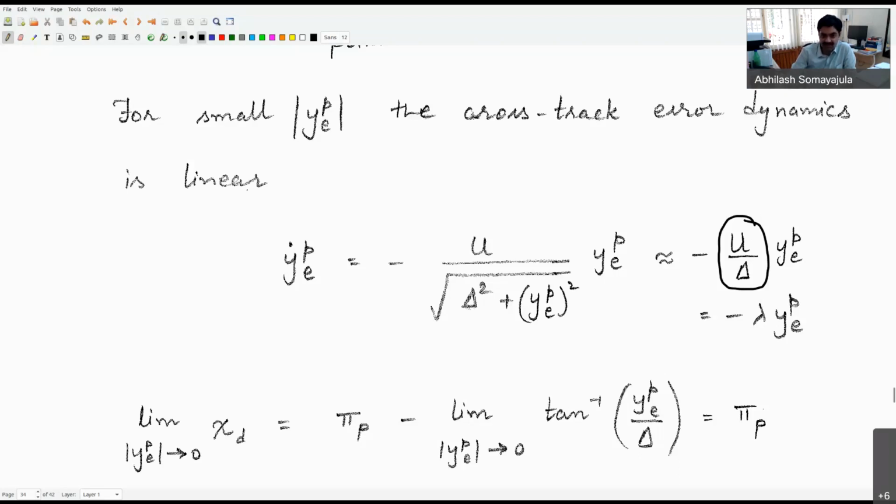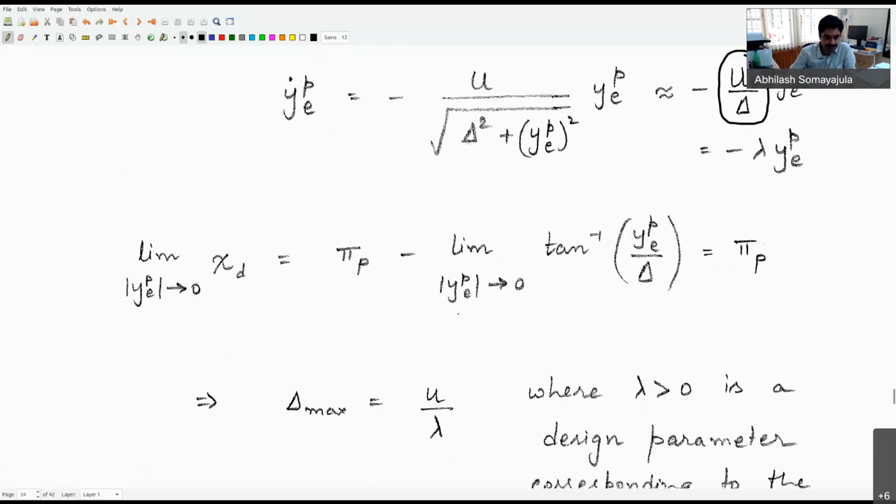In fact, since this is governing the dynamics for small YPE, this will actually give me a bound on delta max, so that I'll be able to choose delta max by specifying a particular value of lambda. It'll be clear in just a second. Just bear with me here.